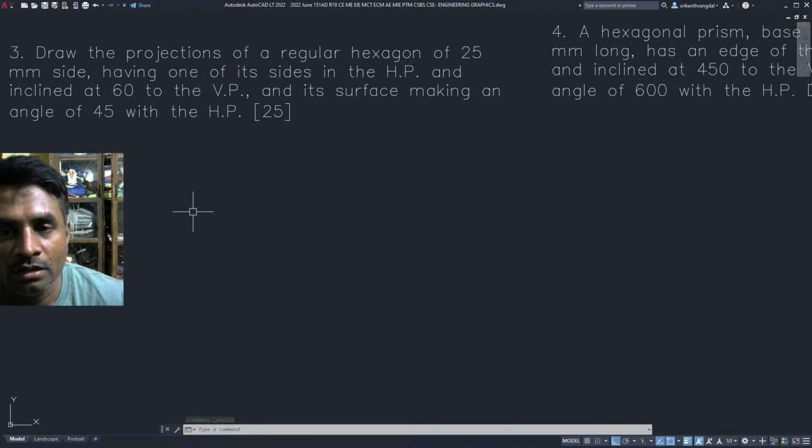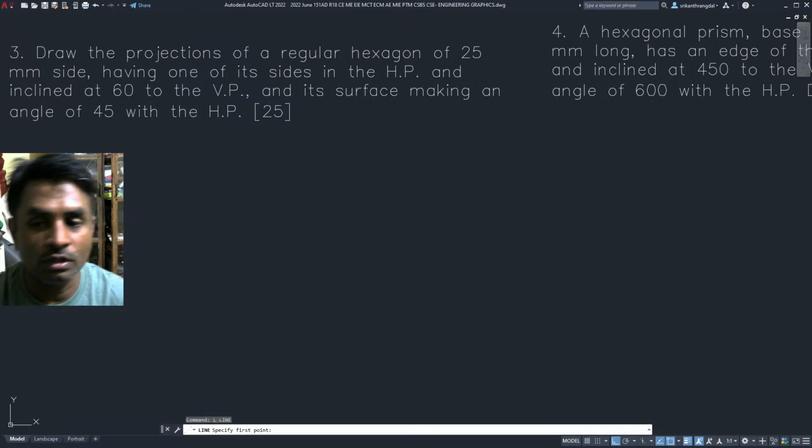So the edge which is resting on HP, that edge itself is making 60 degrees to VP, and the surface is inclined at 45 degrees to HP. And one of the edges is of course resting on HP. So we are going to draw the hexagon in the top. Let us start drawing the hexagon in the top.